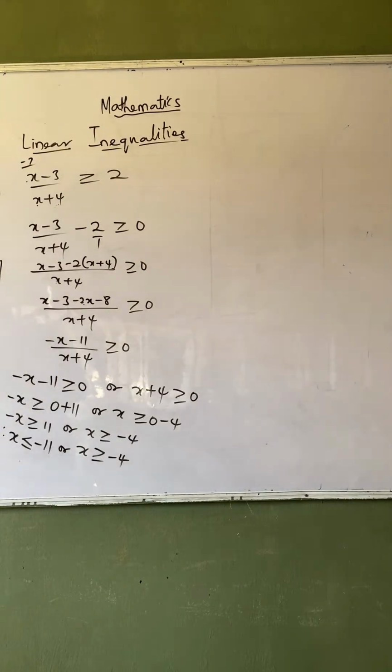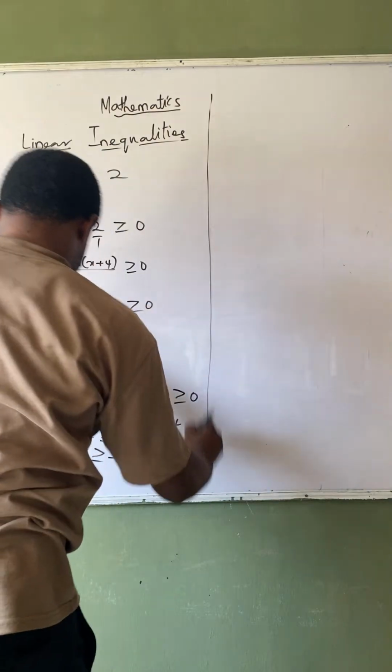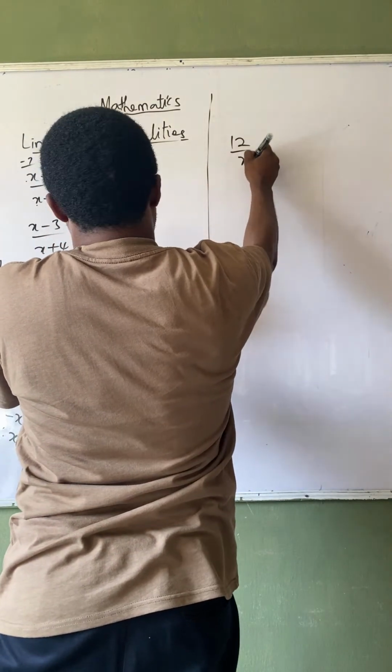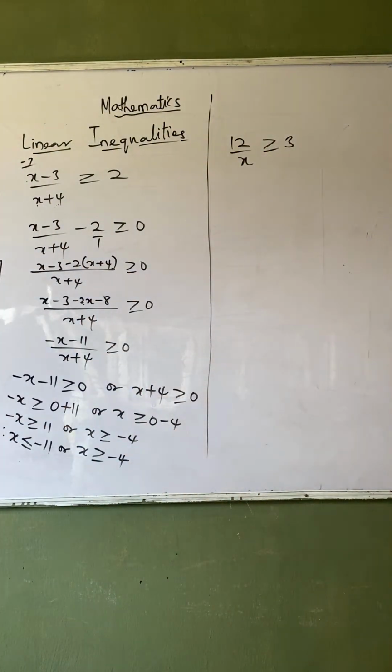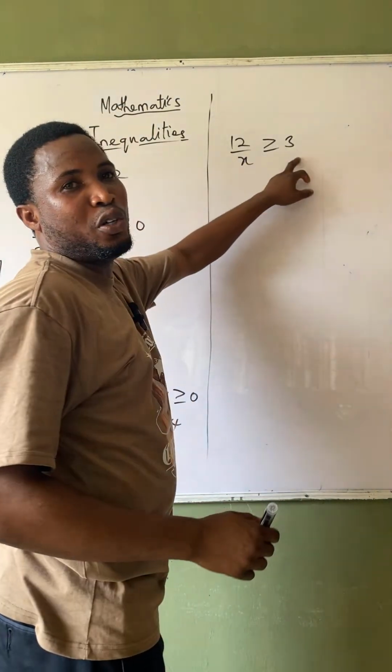All right, let's look at one more question. So I'm coming back here. So I posted a question online. That was on Christmas Day. I asked you guys to solve 12 divided by x greater than or equals to 3. Let's look at this together. Then I put options. Now, if you want to solve this, I said you should not cross multiply.